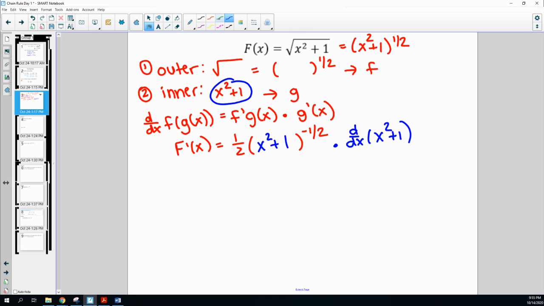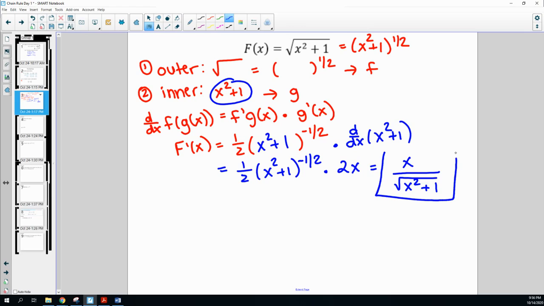So really what I have is 1/2 x squared plus 1 to the negative 1/2 times 2x. And then we can multiply this together. The 1/2 times the 2, that's going to just give us x, and then I'm going to bring the radical to the bottom and make it positive since it was a negative on the top. So I have x over the square root of x squared plus 1. And here is my derivative.